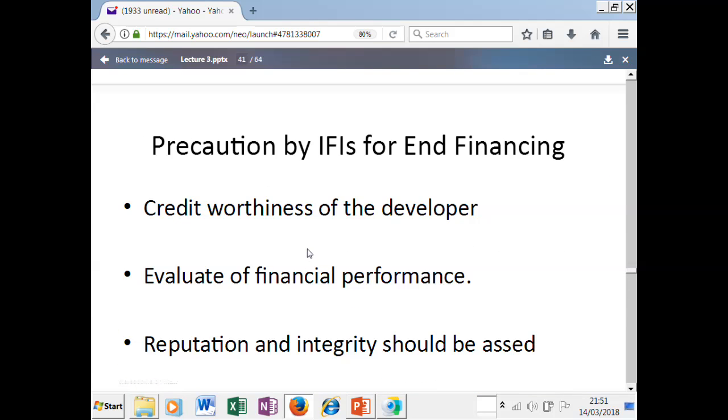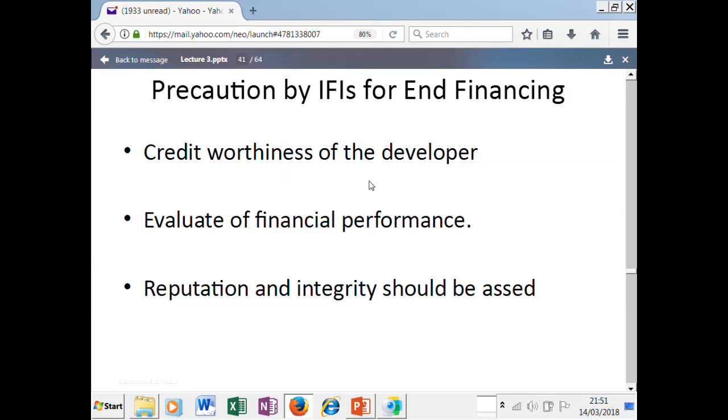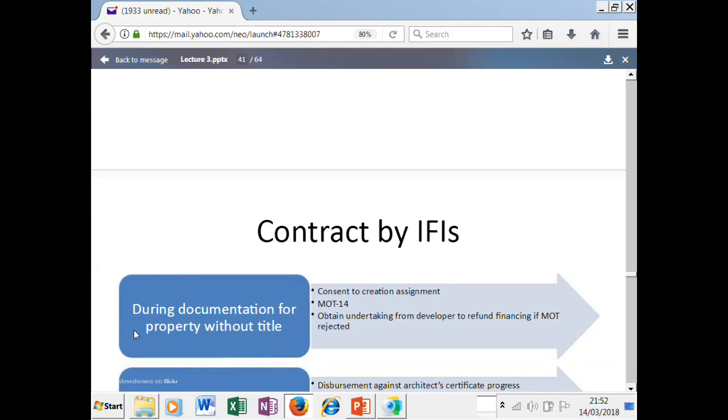Okay, precautions by IFI for end financing. Look at the creditworthiness of the developer. Evaluation of financial performance and reputation of integrity should be assessed. We have to look at whether there is integrity and reputation. Reputation is not something you gain, you have to earn your reputation.